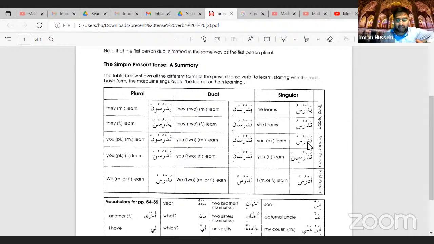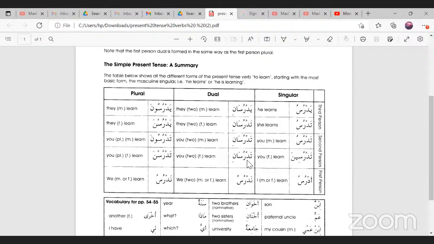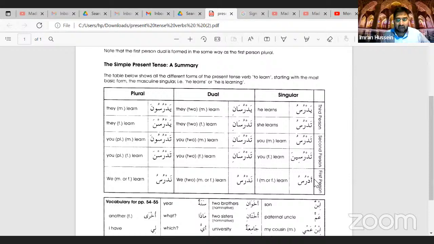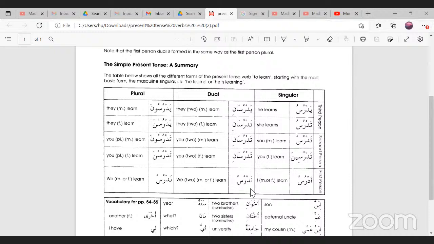If you want to say you one female study, you add ya and a noon with a fatha: tadrusina, tadrusani, tadrusna. I studied, add an alif in the beginning, adrusu, and nahnu, nadrusu. Is that clear for everyone?